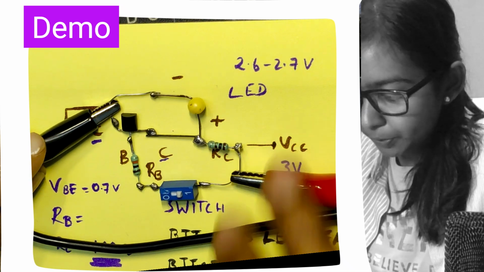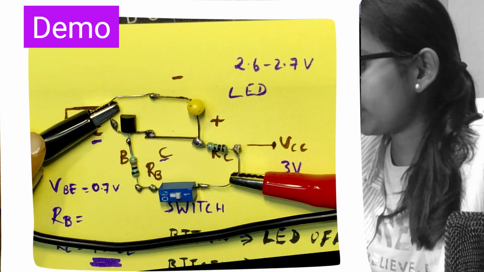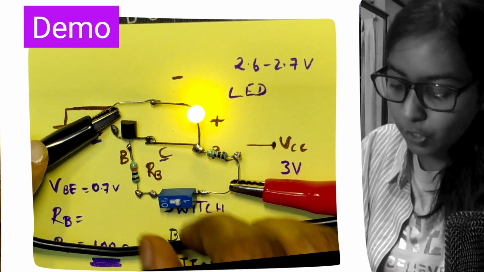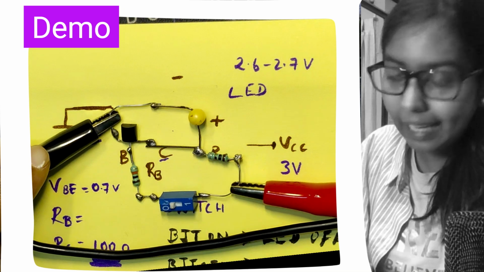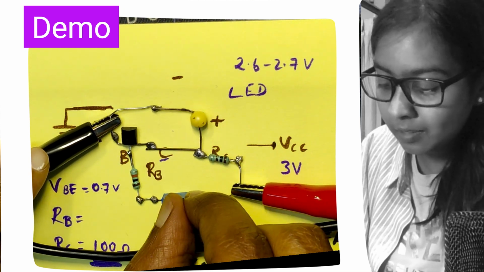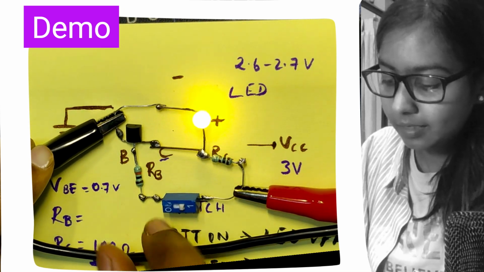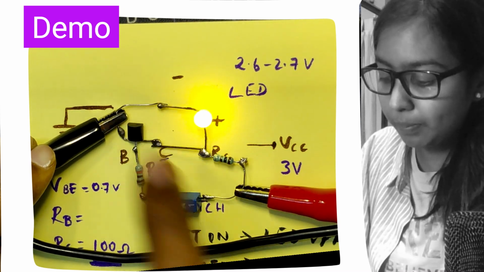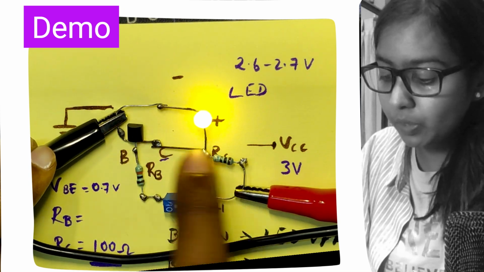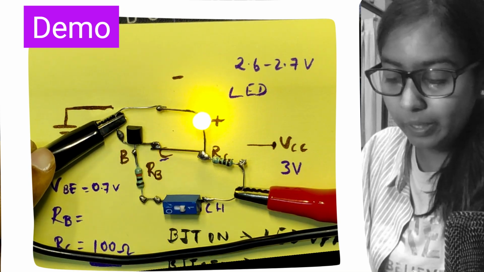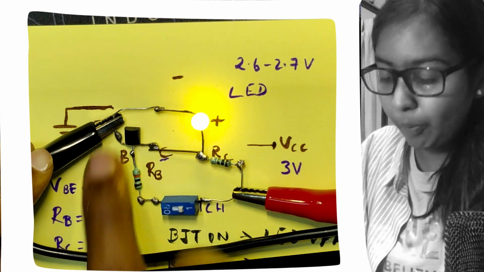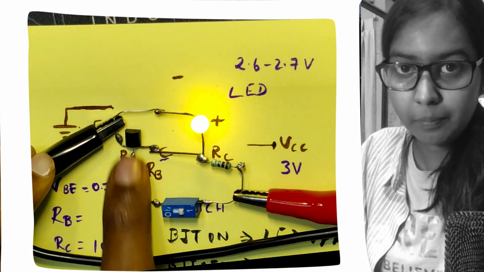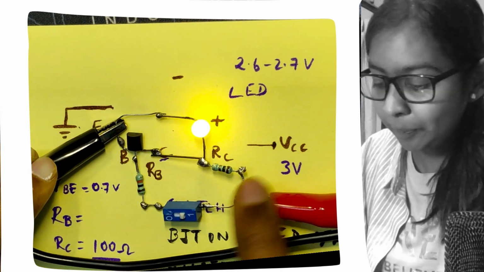Wait, let's keep everything in position. Okay, everything is in position. See, the LED is on. Now I turn the switch on. The LED is off. Let's do it once more. See, the switch is off, the LED is on because all the current is going through this path and this is open circuited. So current cannot flow through here because it is open. There will be no connection between these two points when the switch is off because there is no voltage at the base.